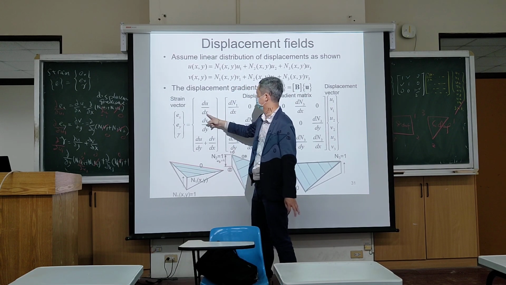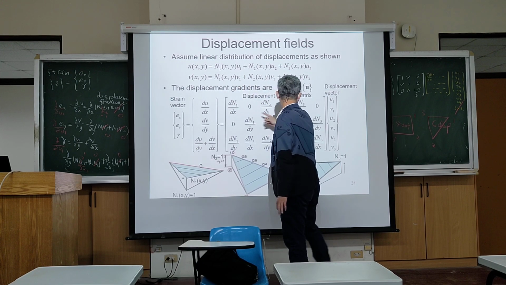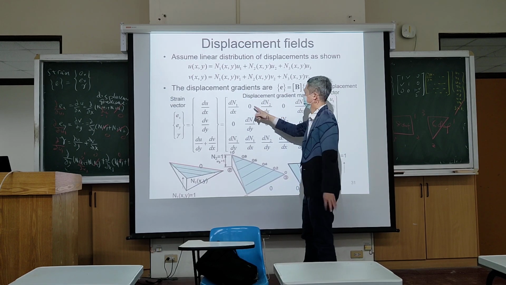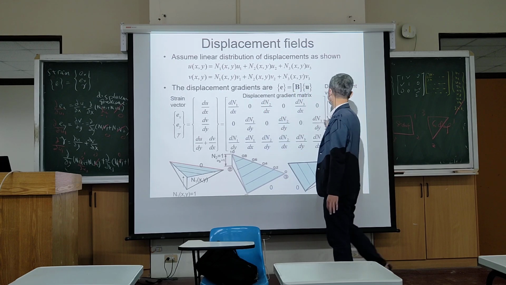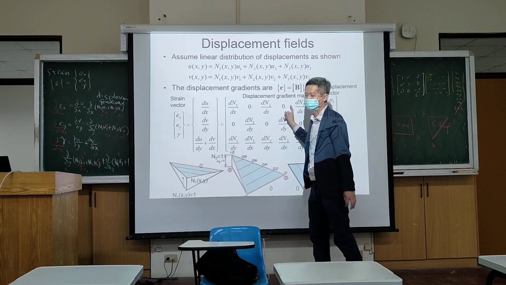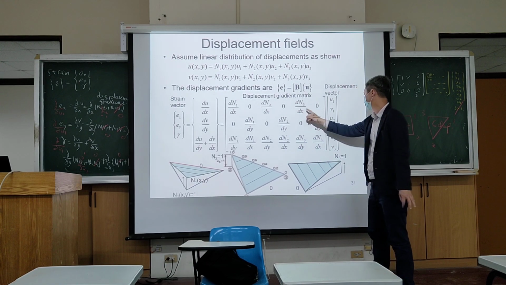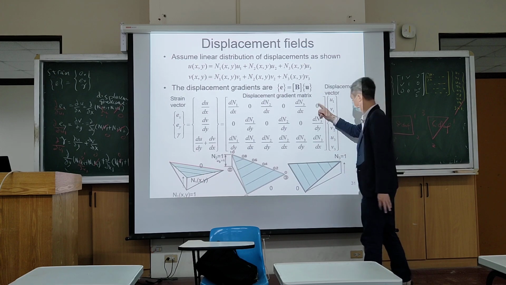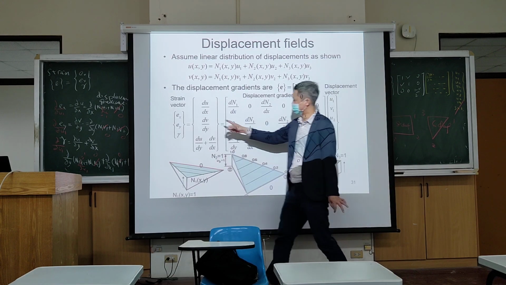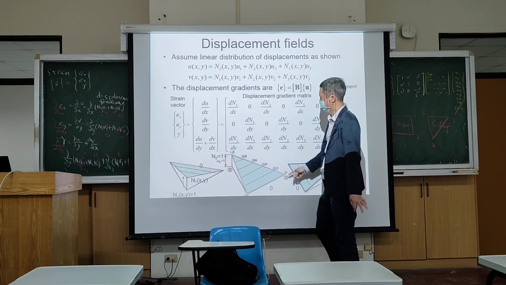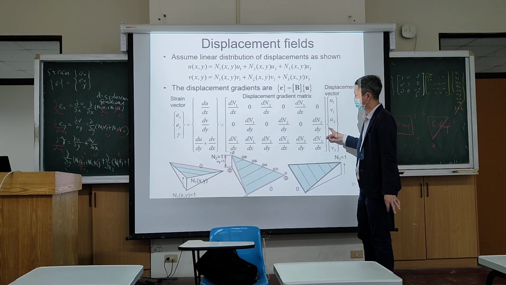The strain in the x direction is del u del x. Then there's going to be del N1 del x times u1, with 0 contribution from v1, and then next del N2 del x times u2, with 0 contribution from v2, and then next del N3 del x times u3, and then 0 contribution from v3. Okay? So in that way, you find the strain in the x direction, and you do the same to find the strain in the y direction.